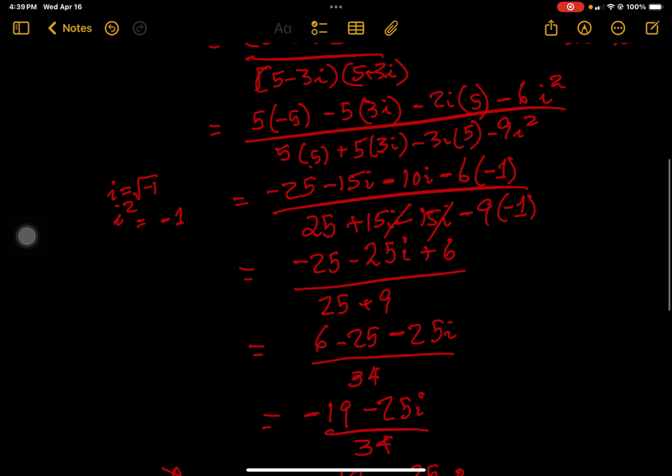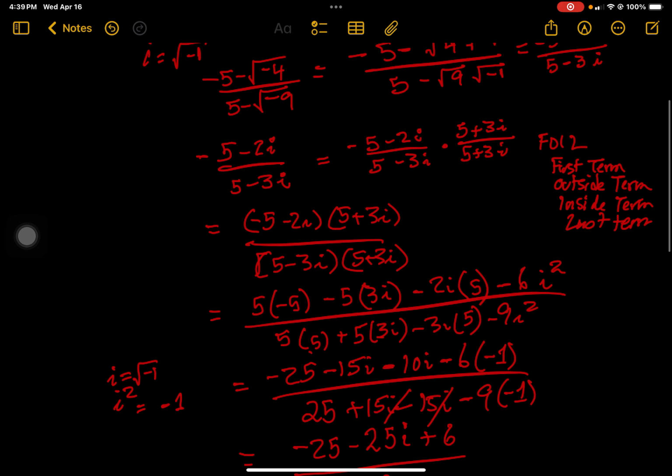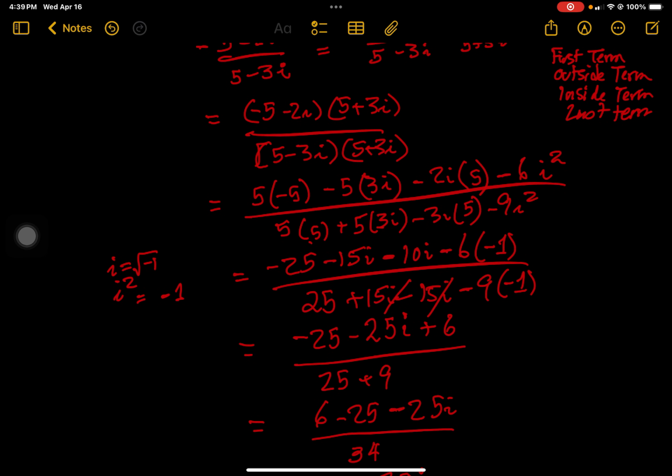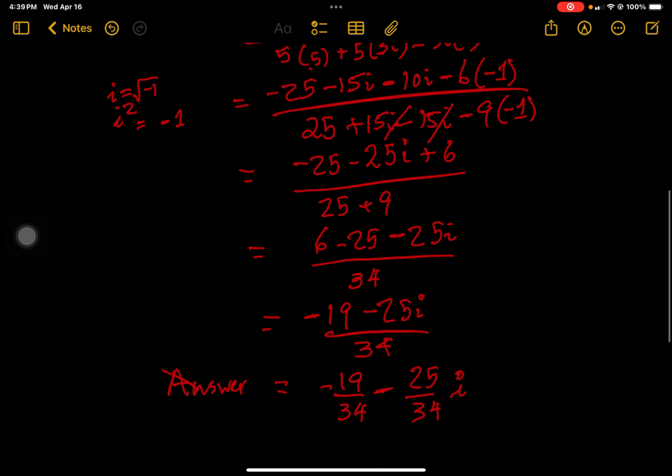The key takeaway points: you always multiply by the conjugate of the term in the denominator. That is, if it is 5 minus 3i, the conjugate, or the opposite of it, is 5 plus 3i. In the numerator and the denominator, multiply by that same term. Then you FOIL it. Also remember i squared is minus 1. And then you simplify. When you simplify, always remember i squared is minus 1. That simplifies things further, and the final answer is minus 19 over 34 minus 25 over 34 i.